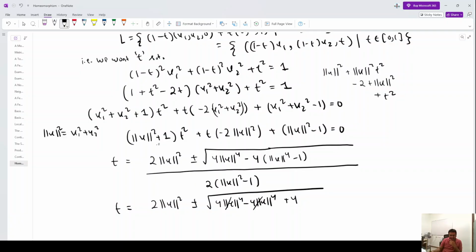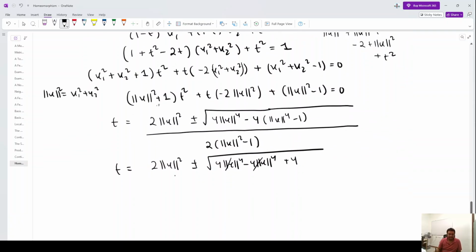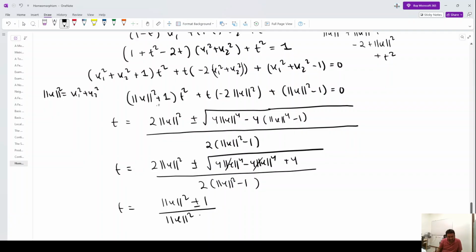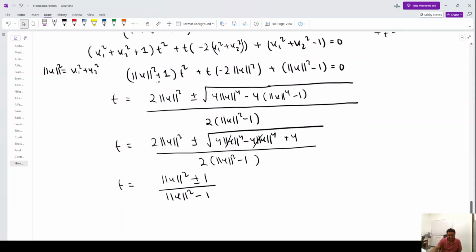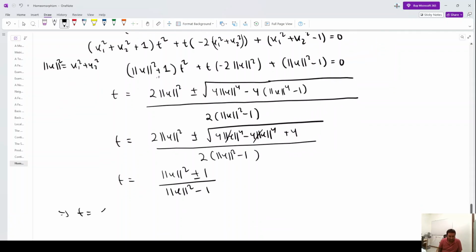So that's all. So this is plus 4. Now see, it becomes nice. So what you will have? 2 norm x square minus 1. So what you are getting here is t equal to, 2 and 2 will cancel out. This is root 4 only. So norm x square plus minus 1 divided by norm x square minus 1. So this implies t is 1 or norm x square plus 1 divided by norm x square minus 1.